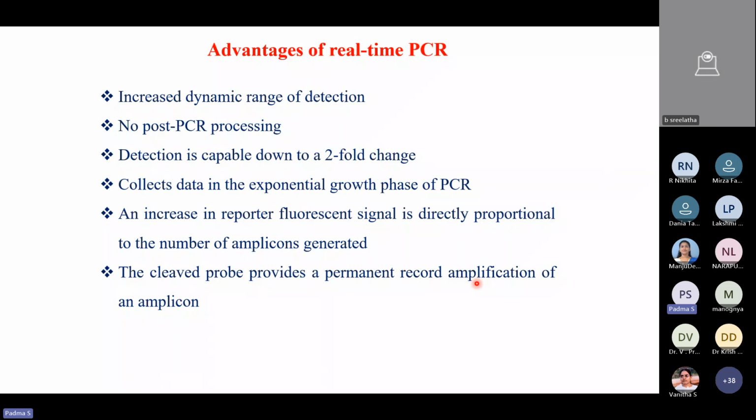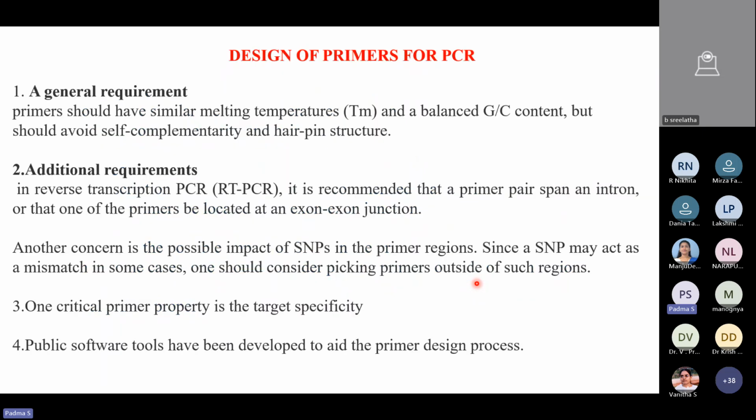The detection is capable of a very sensitive concentration, and it is going through the exponential growth phase. Then the amount of fluorescent signal is directly proportional to the amplicons generated, and the probe provides a record of amplification of the amplicon. So these are the advantages of real-time PCR.